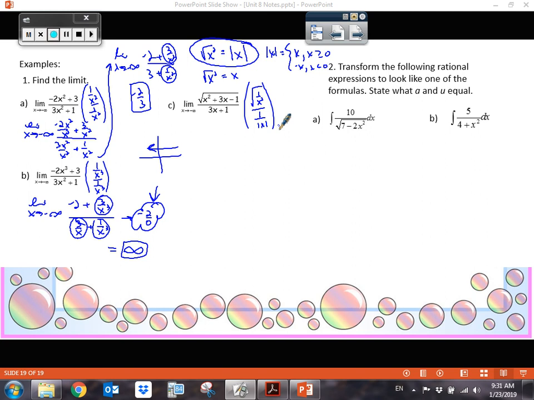So let's do that. Let's multiply it out. So I have the limit as x goes to negative infinity. I might not simplify at the same time, because this might be kind of confusing. I'm going to go ahead and multiply it out. So I have x squared over x squared plus 3x over x squared minus 1 over x squared. That's what I have in my numerator, because I multiplied by a square root of 1 over x squared. In the denominator, I'm going to have 3x over absolute value of x plus 1 over absolute value of x.